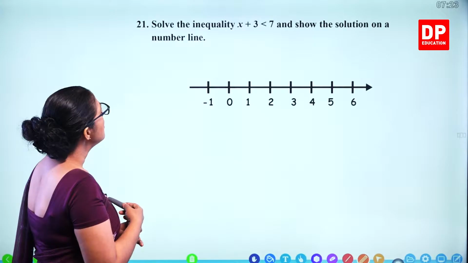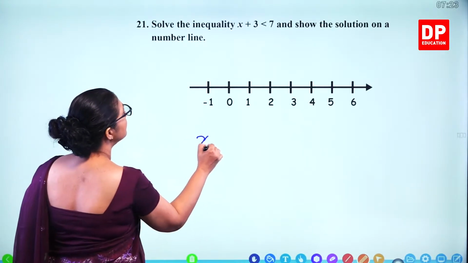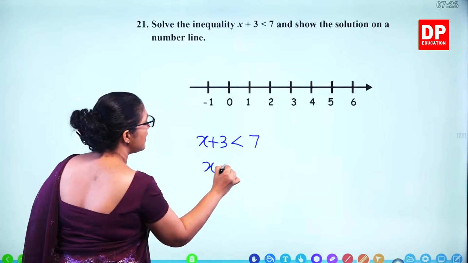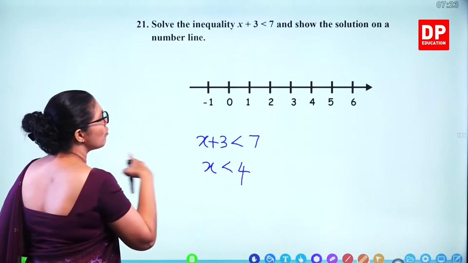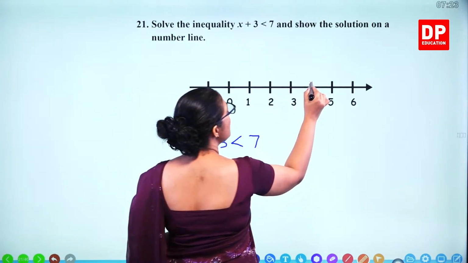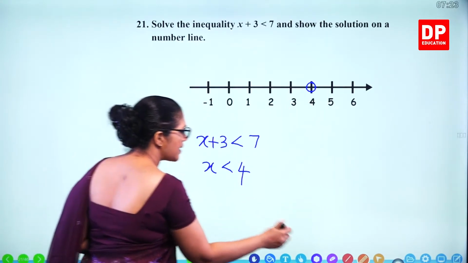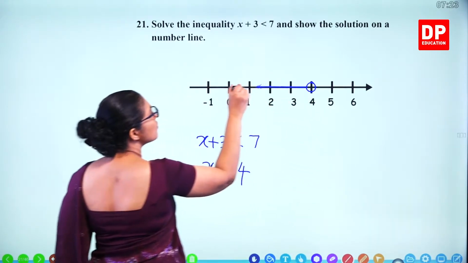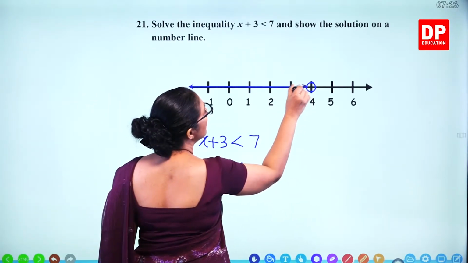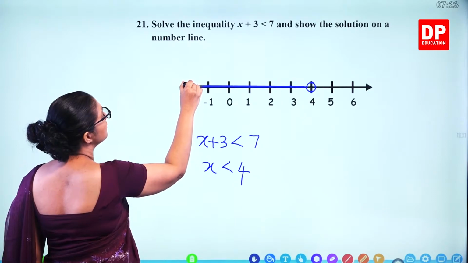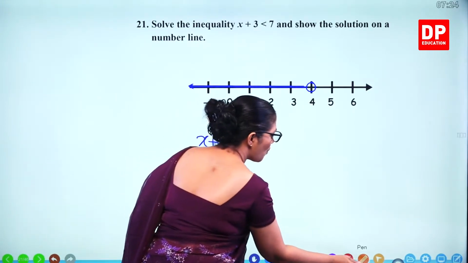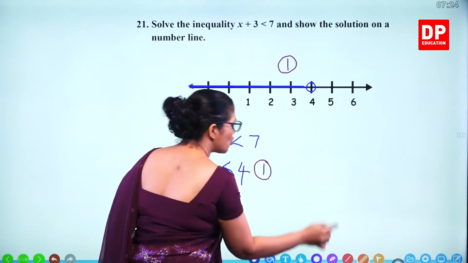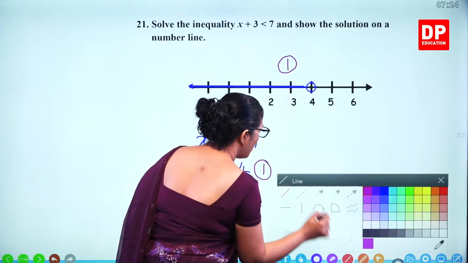Question number 21. Solve the inequality x plus 3 less than 7. Take 3 to the other side. x less than 7 minus 3, which becomes 4. So x is less than 4, and 4 is not included. So we draw an open circle and shade the less than side. How can we represent the less than side? Left hand side. So we draw this way. 1 mark for the inequality and 1 mark for showing that on the diagram.